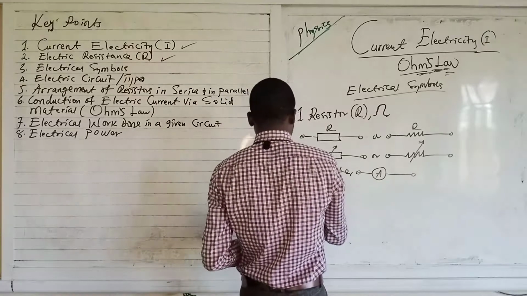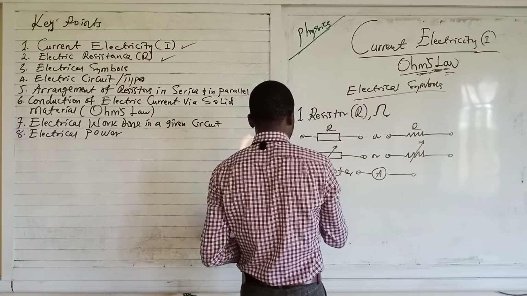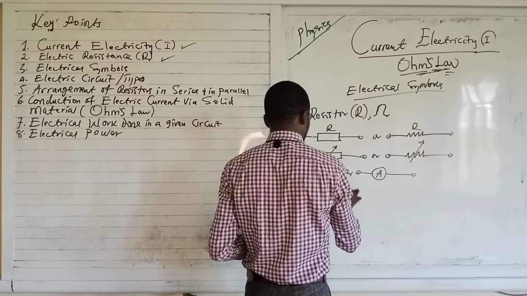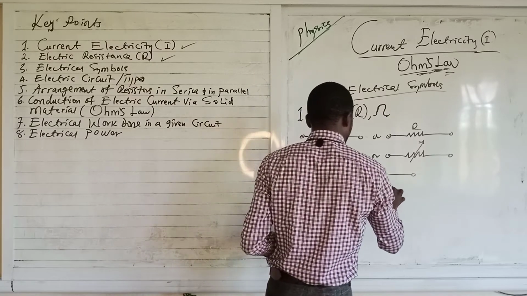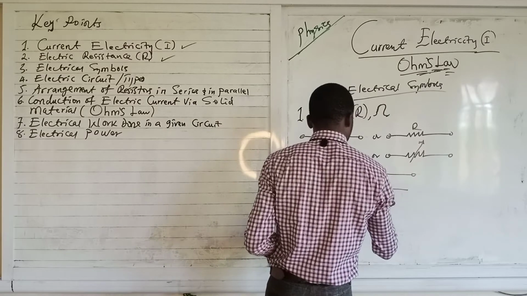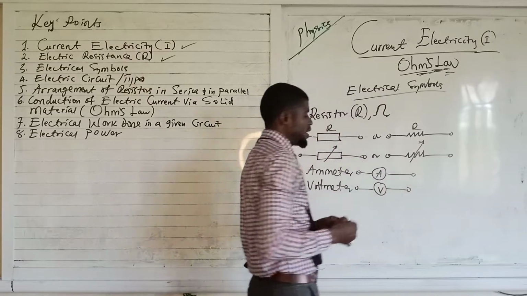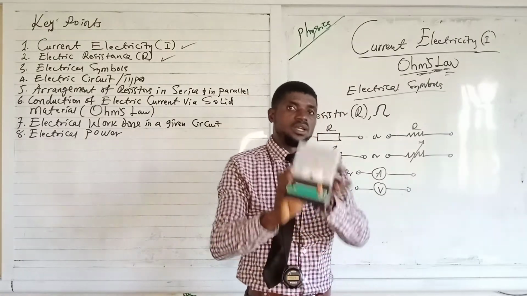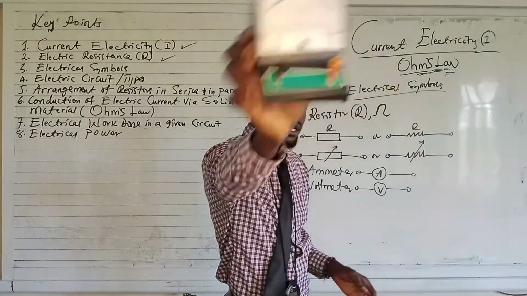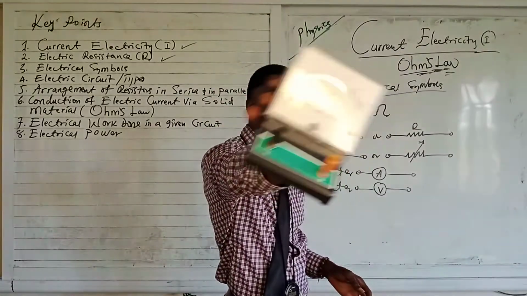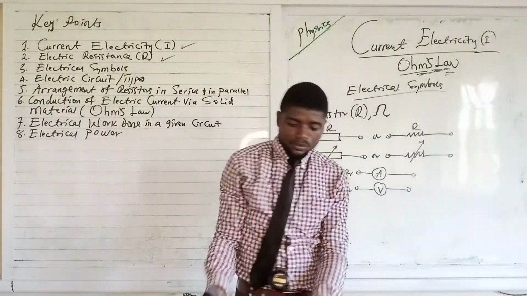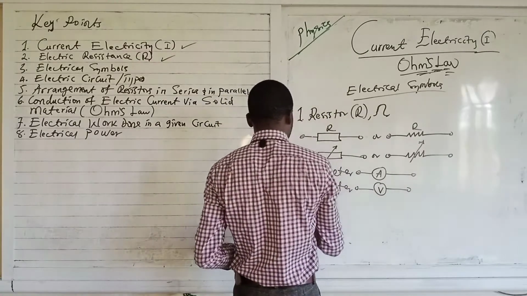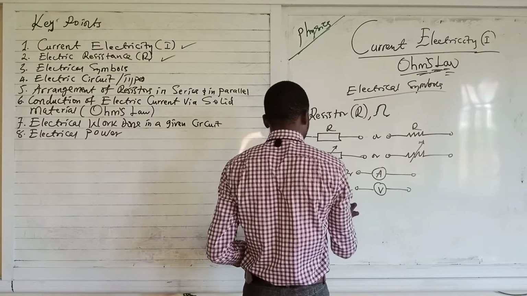So the next one is the voltmeter. The voltmeter is an electrical device that's used in measuring the potential difference in the circuit. This is the symbol, and this is the device I'm holding in my hand.